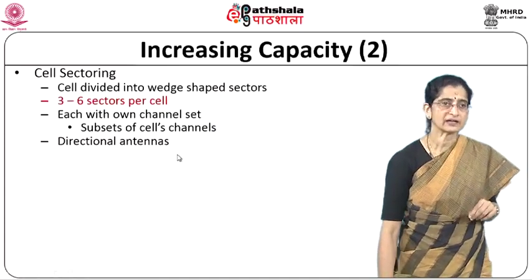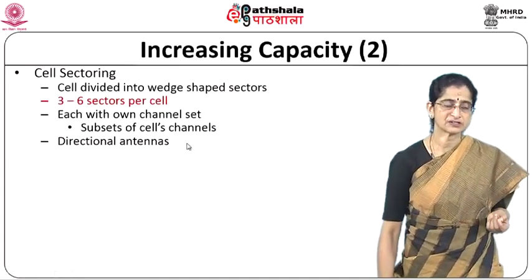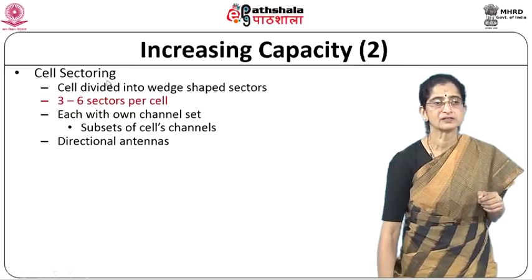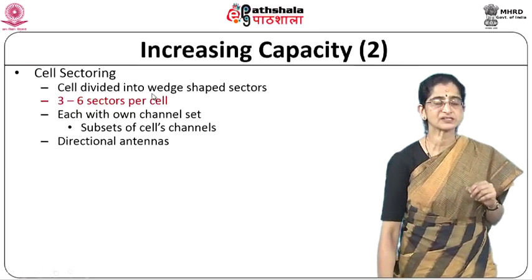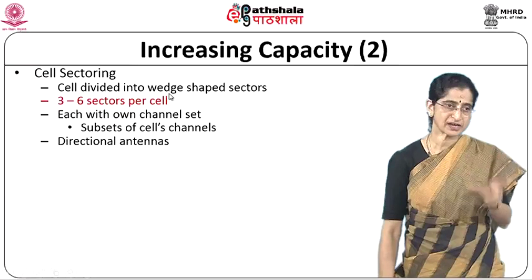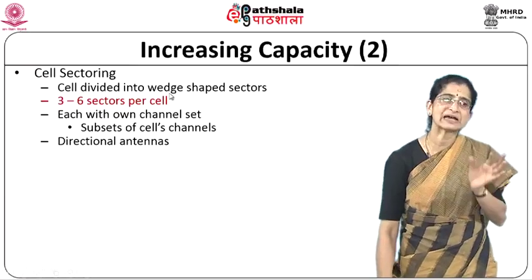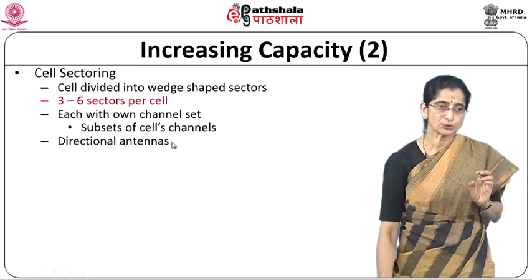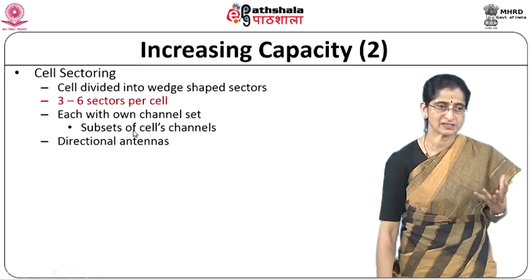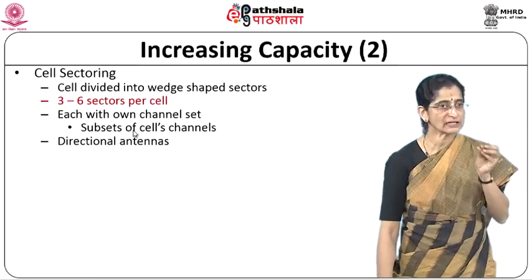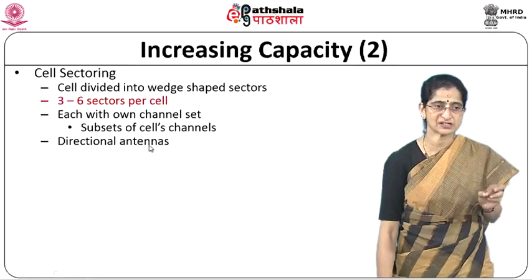Now another idea that is used for increasing capacity is what is referred to as cell sectoring. In cell sectoring, the cell is divided into wedge shaped sectors. That is, you have some kind of a directional antenna that is used. So you do not have a 360-degree transmission, but you have transmission only in a particular angle. So you have what are called directional antennas.